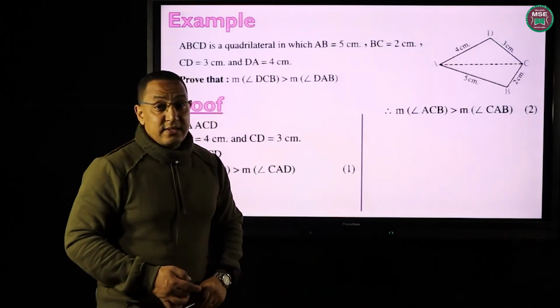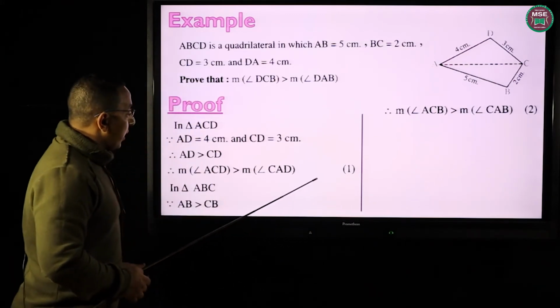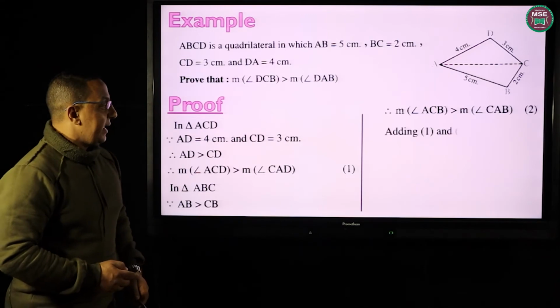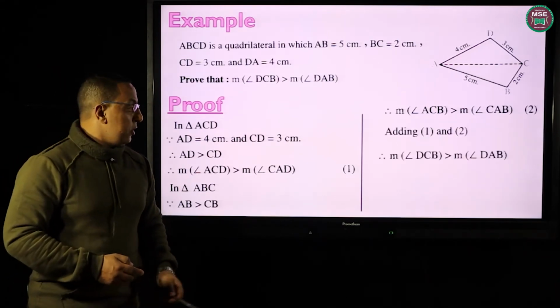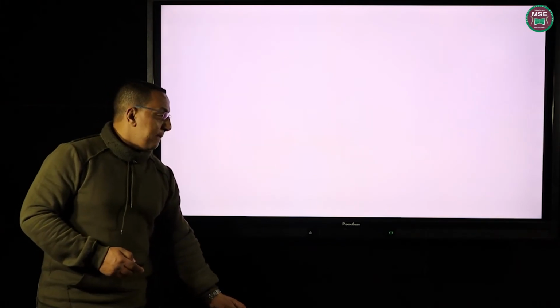To say this in the proof, I'm going to add 1 and 2 together to get angle C, and angle A by adding 1 and 2. So DCB is greater than DAB.